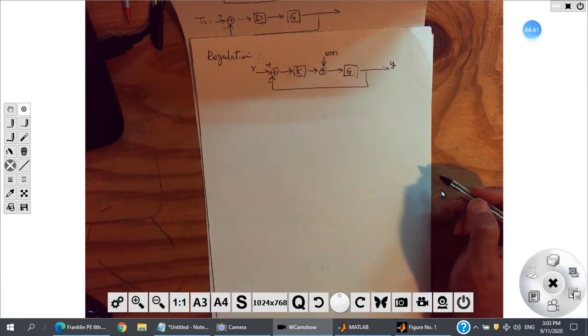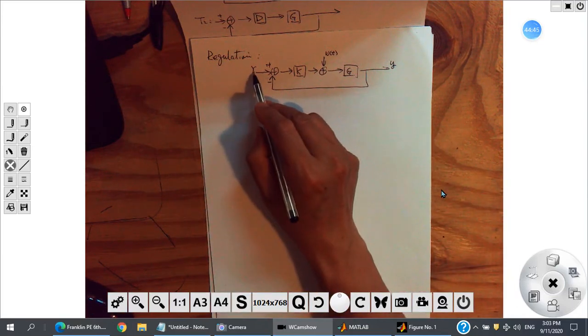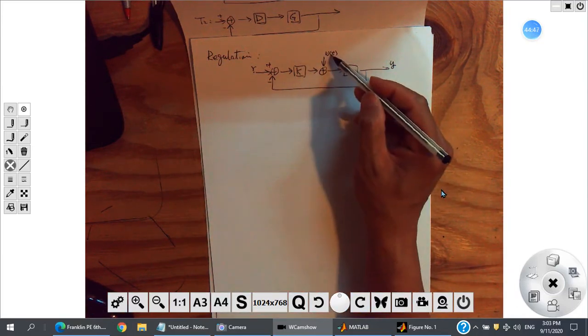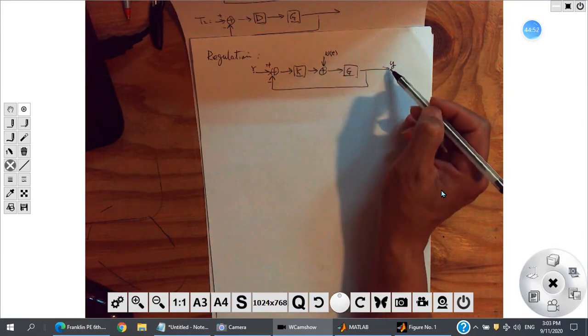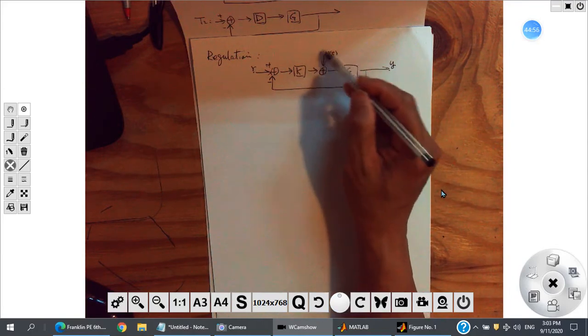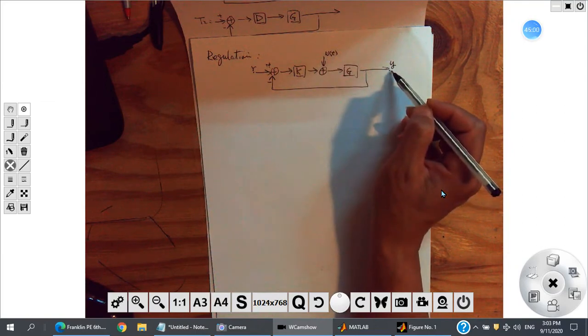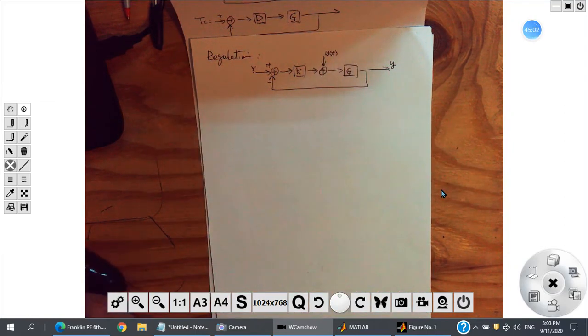For regulation, you can just think the input R is 0. You only have noise as input, and you want the output to tend to be 0. That means the noise will cause no mistake in the output. Of course, that means for the long term, the steady state of the output tends to be 0.